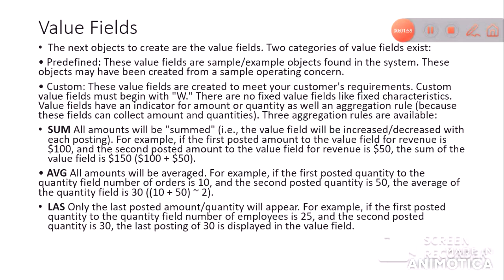For example, if the first posted quantity to the quantity field number of employees is 25 and the second posted quantity is 30, the last posting of 30 is displayed in the value field.